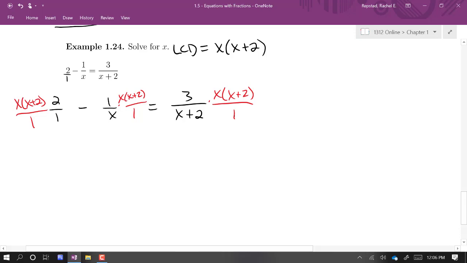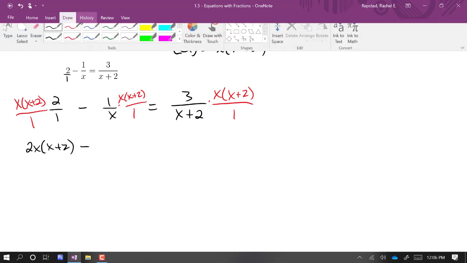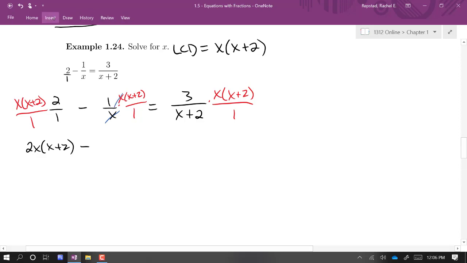In the first term now nothing cancels because of course the denominator is just 1, so I've got this product 2x times x plus 2. In the second term the x's cancel and I'm subtracting x plus 2, but I'm subtracting the whole thing. I'm going to be really careful with my signs here. I need those parentheses. And then over here on the other side the x plus 2's cancel. And we get 3x.